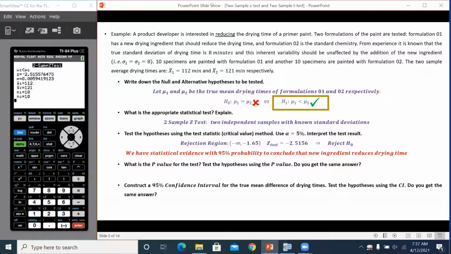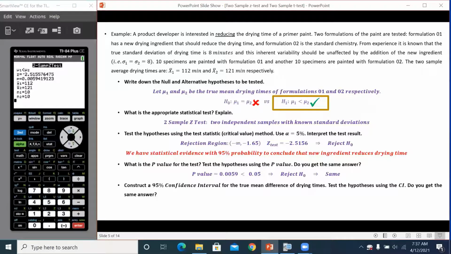Alright, the next question is, what's the p-value of the test? Test the hypothesis using the p-value. Do you get the same answer? The p-value is also given in the same calculator output, the third line. The p-value is 0.0059, which is clearly lesser than 0.05. Therefore, also, we reject the null hypothesis H0. Once again, we get the same conclusion. We do not have to write down the interpretation again, because the interpretation also stays the same.